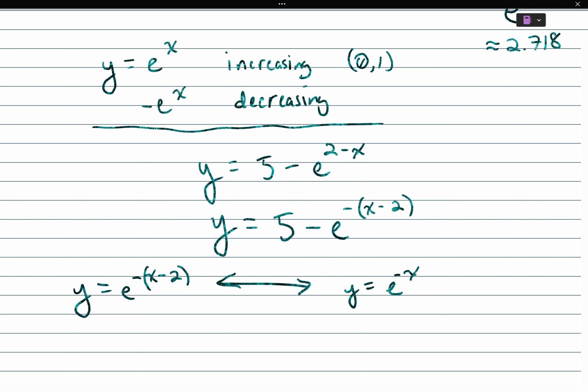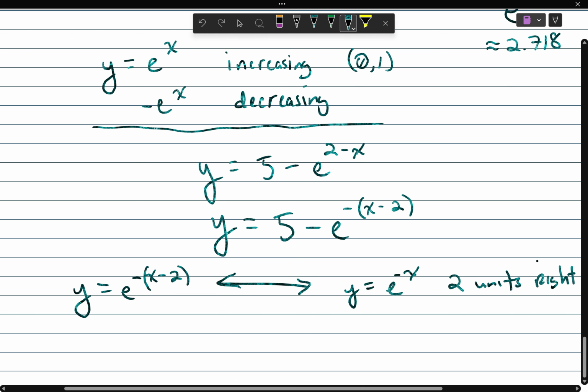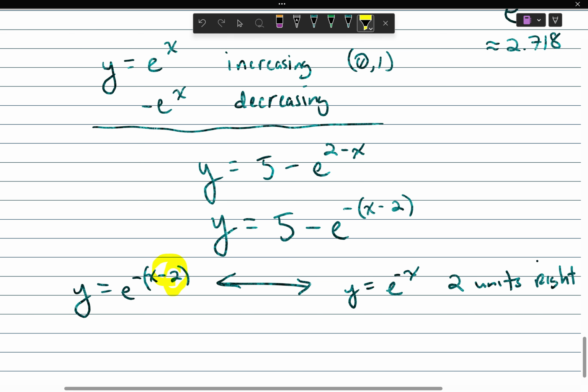E to the negative x shifted 2 units to the right. 2 units to the right. And it's because of that right there, that negative 2.